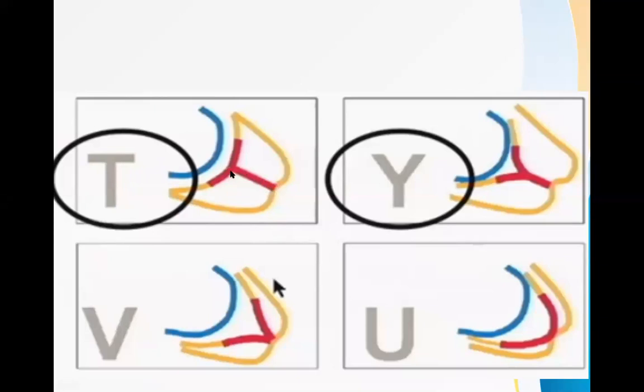Now gradually it will become Y. It will become V, and ultimately it will look like the letter U. See this. Where is the cervical canal here? It is already completely effaced. So this is called effacement of the cervix. This is the understanding, and this is what we are talking about right now.